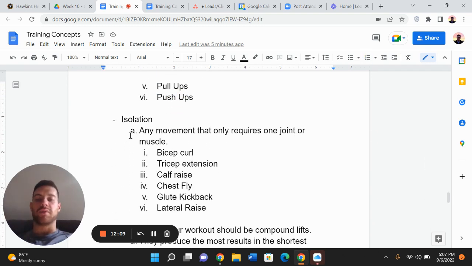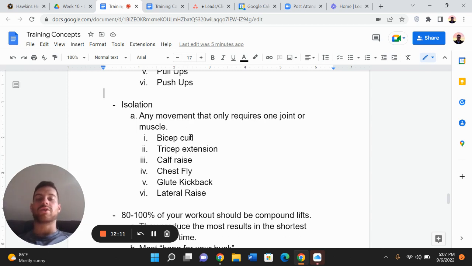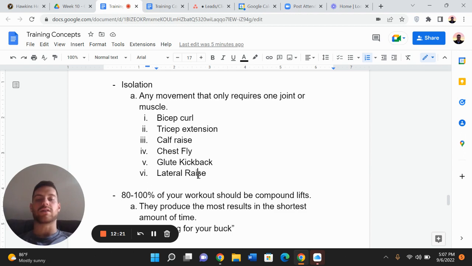Now, isolation movements are any movement that only requires one joint or one muscle. A bicep curl, you're only using your bicep. A tricep extension, you're only using your tricep. Calf raise, same thing. A chest fly, same thing. Glute kickback, lateral raise is just your lateral deltoid, things like that.